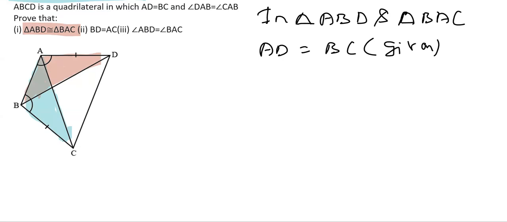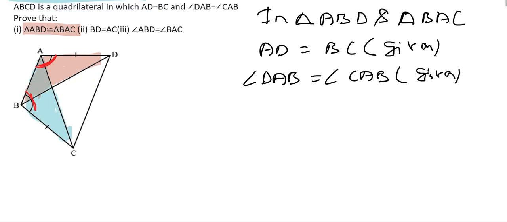Now, in the next part, there is one angle, as you can see in the figure. This angle is given equal to this angle, and that's mentioned here, right? So we'll write these two angles as equal. That is angle DAB, and that is equal to angle CAB. This is also given.